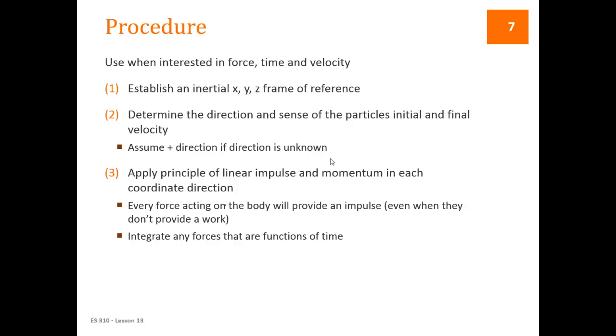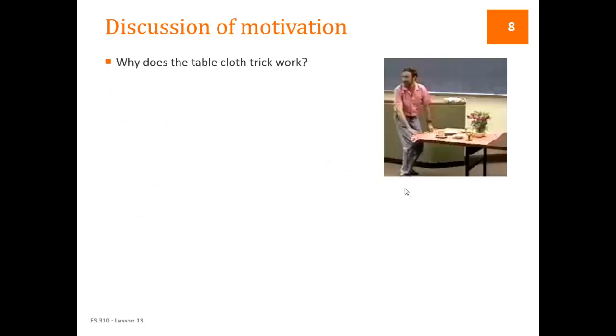So now let's revisit this guy pulling the tablecloth out from under the dishes and why the dishes don't go flying. So impulse momentum tells us the impulse is equal to the change in momentum, or in this case, let's assume he's applying a constant force. So we've got force over some change in time is going to equal mass times velocity 2 minus mass times velocity 1.